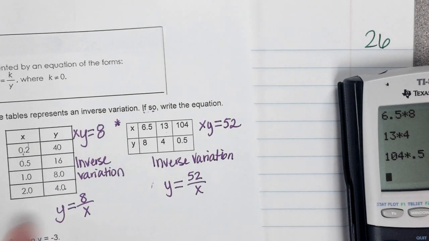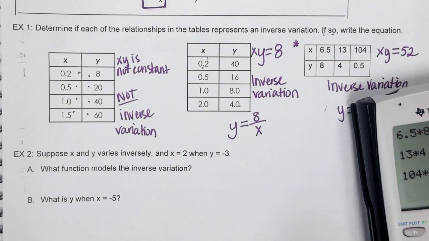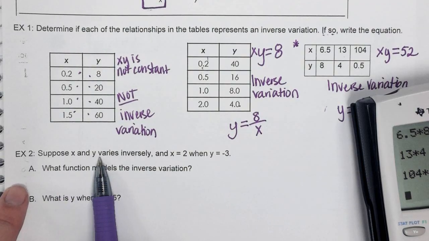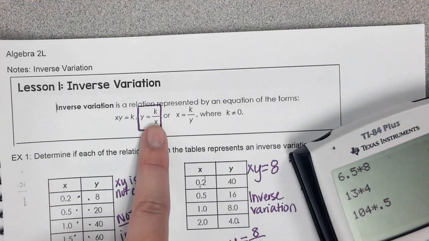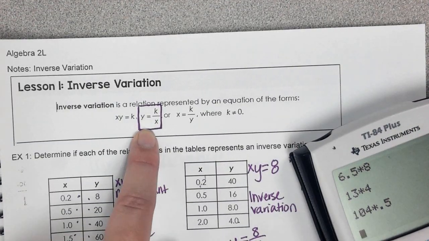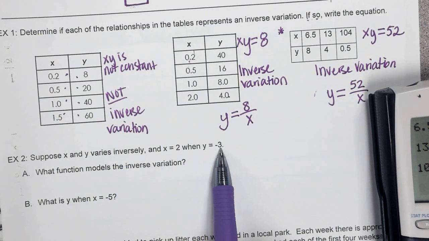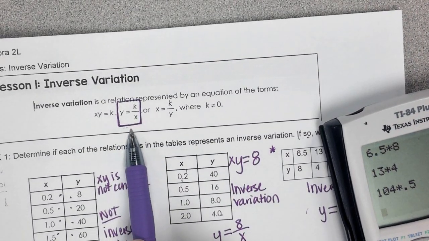Okay, so same scenario a little bit, but let's look at a specific point. So this says, suppose x and y vary inversely. So that's telling us that we have this situation. We don't have to find out if we do. We absolutely do. And x equals 2 when y equals -3. What function models the inverse variation? So it wants us to write an equation like we put in the box.